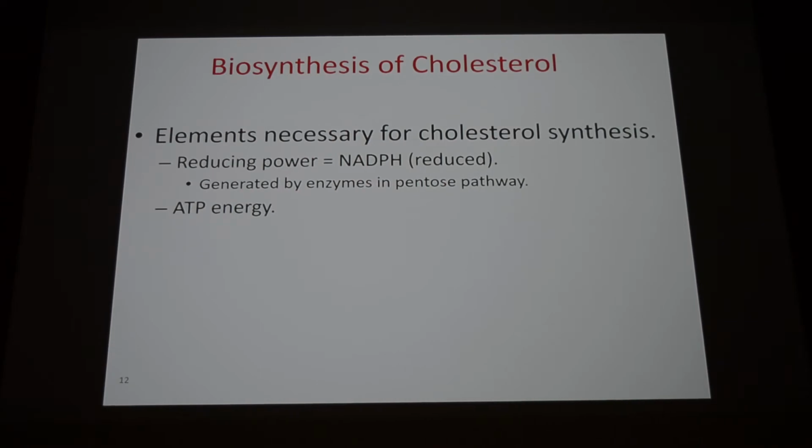Okay, what else do we need? In addition to acetyl coenzyme A, we need a reducing power. And you studied in the pentose phosphate pathway that reducing power is obtained from NADPH. So NADPH is required for the synthesis of cholesterol, and it is obtained from the pentose phosphate pathway. Also, we need ATP. We need 3 ATP for the synthesis of cholesterol, as we are going to see later on. So acetyl-CoA, NADPH and ATP.